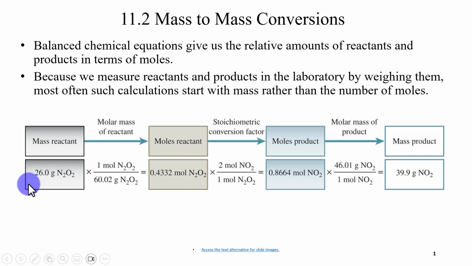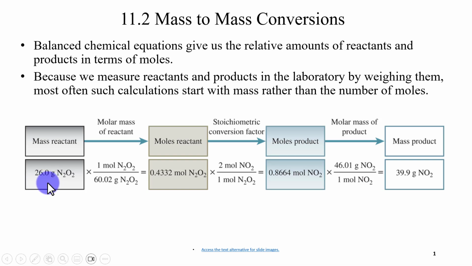Here's an example. From a previous problem that we did, where we took N2O2 and we wanted to know how much NO2 was made, that was in terms of moles. But now, if I start with 26 grams of N2O2, how many grams of NO2 am I going to make? Note that there is no shortcut. I cannot use this conversion factor, which relates moles of one compound to moles of another, from the balanced chemical reaction directly, because I don't have molar amounts.